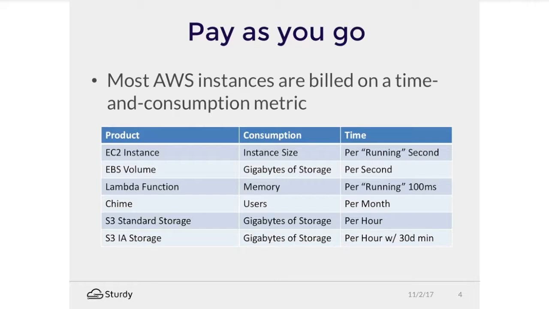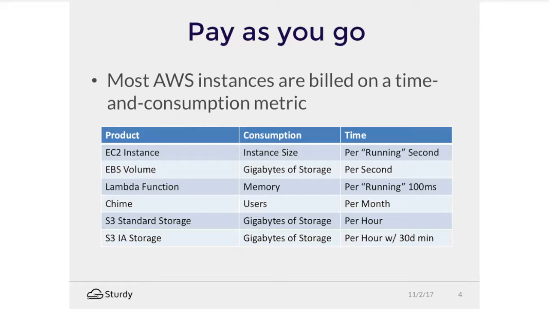EBS volumes, very similar story. You pick an amount of storage that you want to pre-provision, and you pay per second. What's unique about both of those first two cases is that they are based on provisioned capacity, meaning you choose the instance size and the storage size before you start, and you're paying for them whether they're utilized or not.